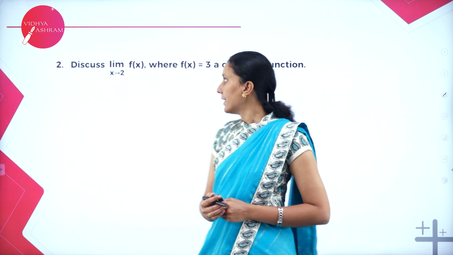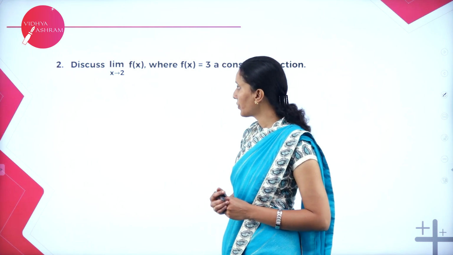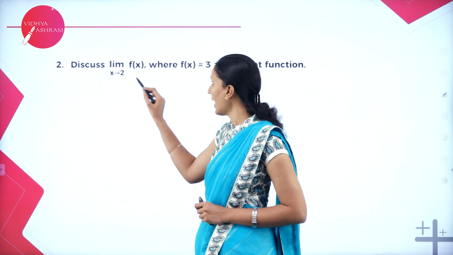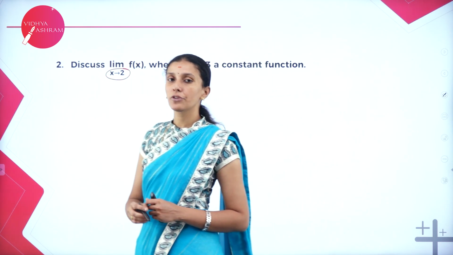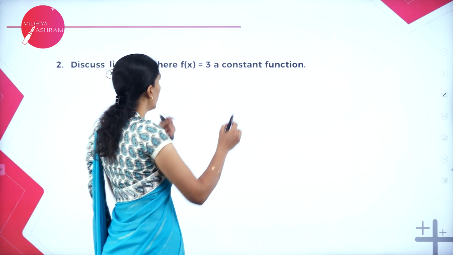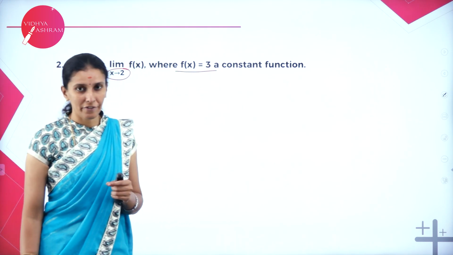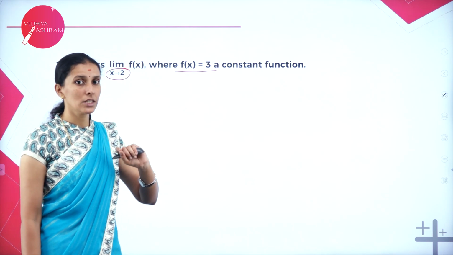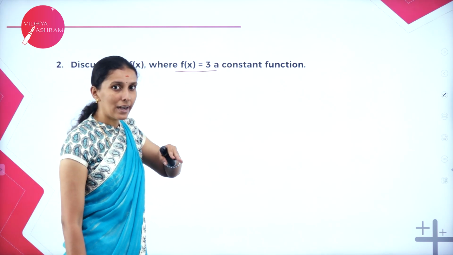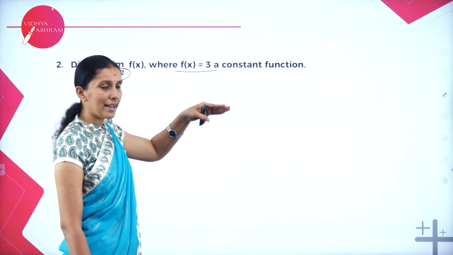Next question. Discuss the limit as x tends to 2 of f of x where f of x is equal to 3, a constant function. We have to discuss the limit of a function near the point x is equal to 2. So the given function is a constant function. We have studied in the relations and functions chapter, a constant function is a straight line parallel to the x-axis.